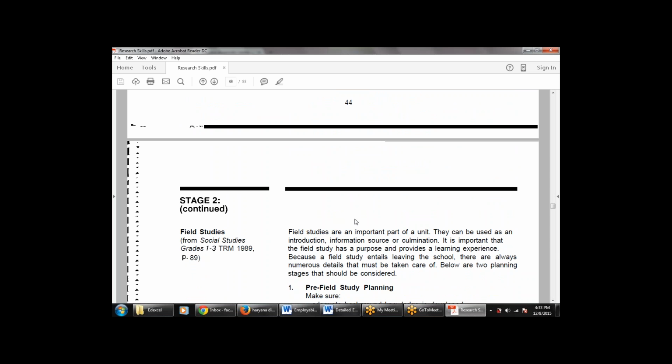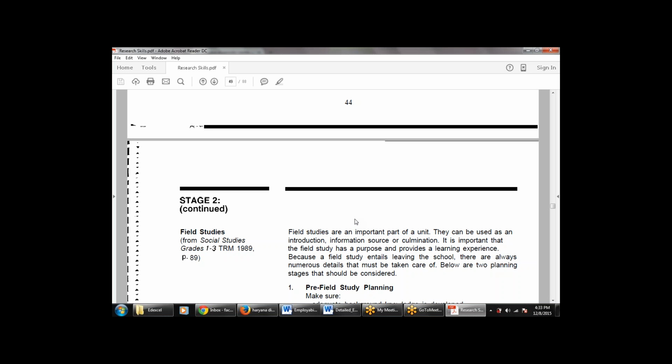Then after the interview, there is a field study, where we study the field. A field study is an important part of a unit, and it can be used as an introduction, information source, or culmination. It is also important that field studies have a purpose and provide a learning experience, because a field study entails leaving the school. There are always numerous details that must be taken care of.